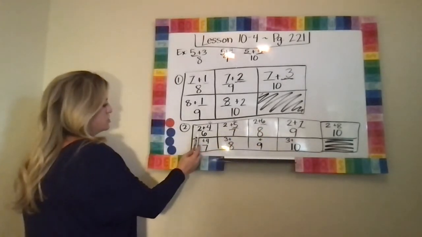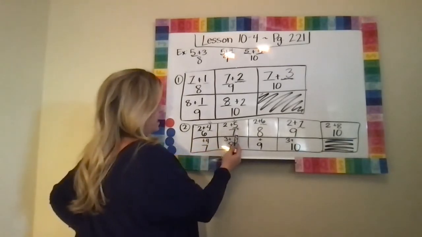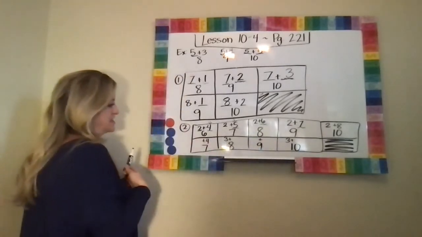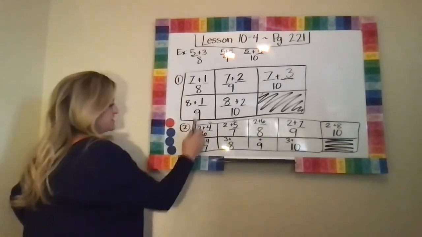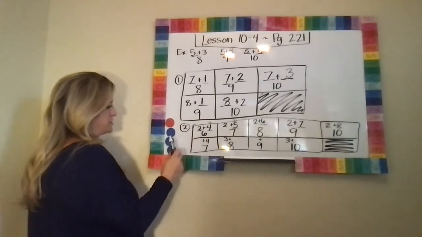Here I get 2 cookies and Mia gets 4. Here I get 2 cookies and Mia gets 5. 2 cookies and Mia gets 6. Her number is increasing, but mine's staying the same. Now in this next row, this first addend is going to increase by 1.